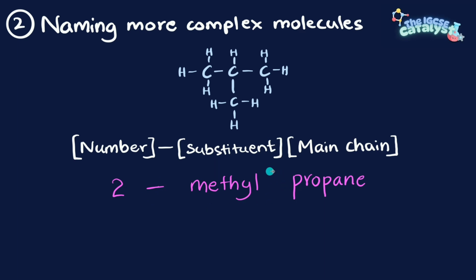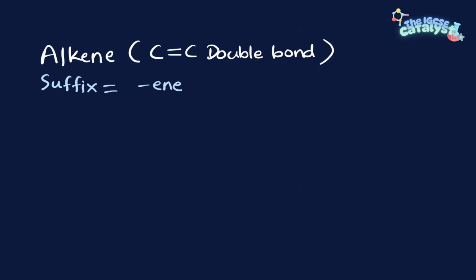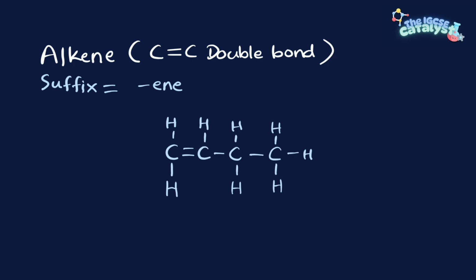Let's try applying the same steps to different functional groups, starting off with alkenes, which will have C double bond C as the functional group. The suffix will be "ene" for these alkenes. Let's take a look.